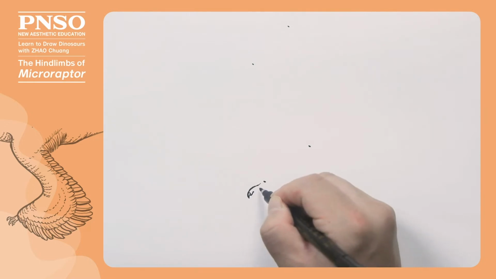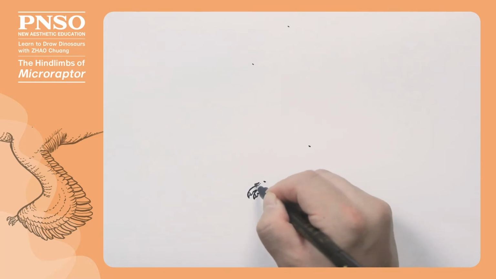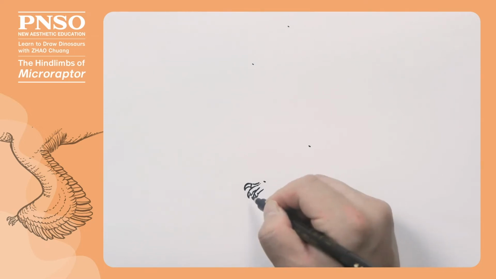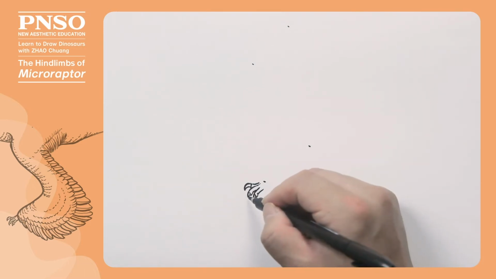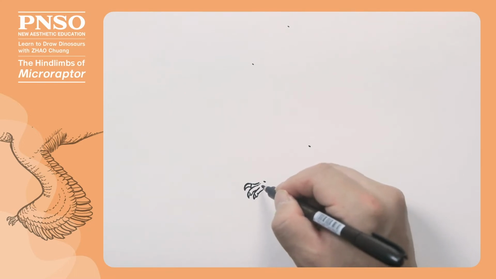Its toes were completely exposed, so we can draw these 3 toes first. The first toe had a slightly larger claw, but it wasn't as large as those of Deinonychus or Velociraptor. It was a bit bigger than the other 2. The other toe was probably here, and was blocked, so leave some room here.